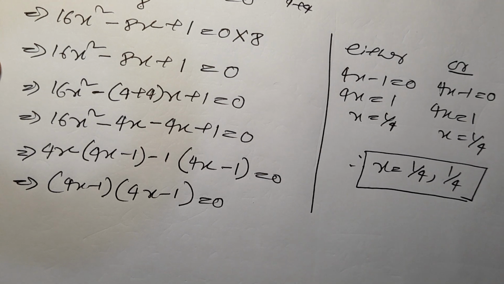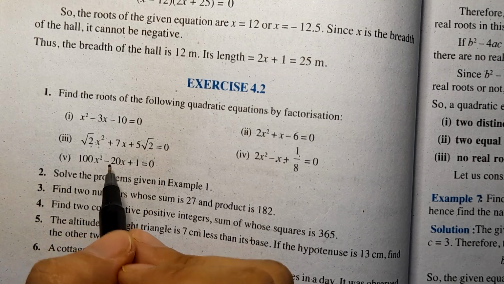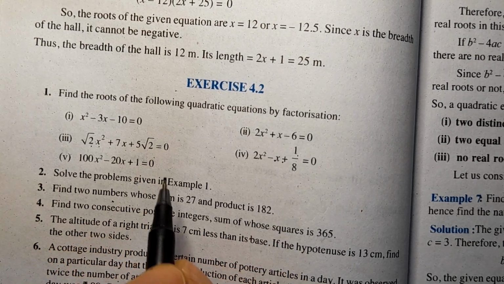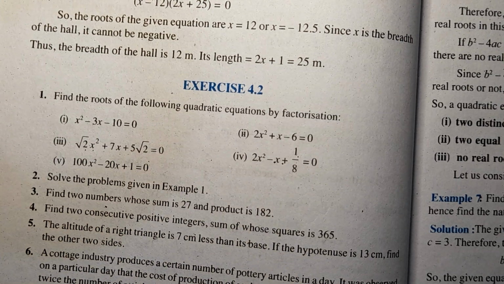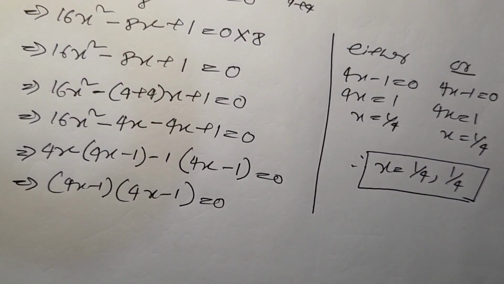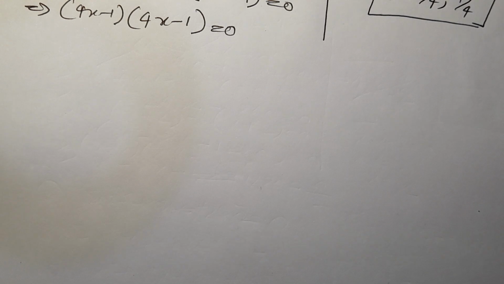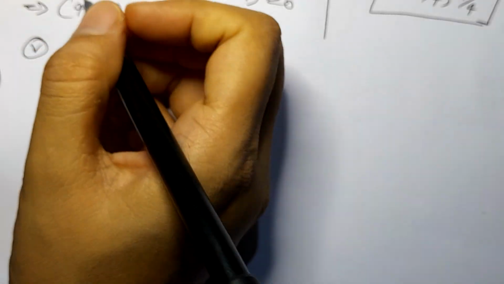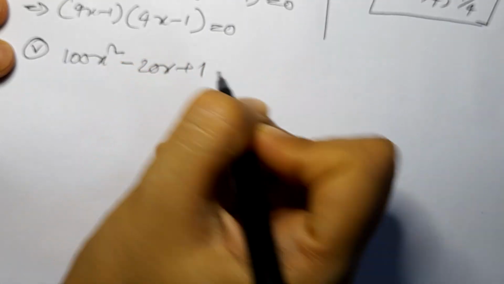Question Roman number 4 is complete. Roman number 5: 100x square minus 20x plus 1 equal to 0.